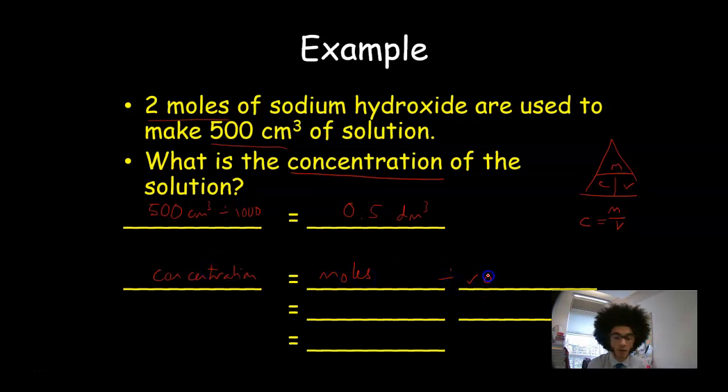divided by volume. Okay, now my moles is 2, so I put 2 there. And then my volume, now it says 500, but remember the conversion, so it's 2 divided by 0.5. And then 2 divided by 0.5 is pretty much timesing it by 2, which is 4. And then the unit is mole per decimeter cubed. Okay, so that's my first example. Let's try a couple more.